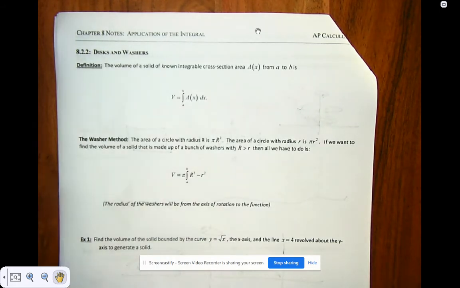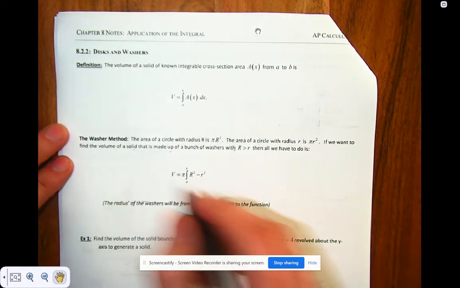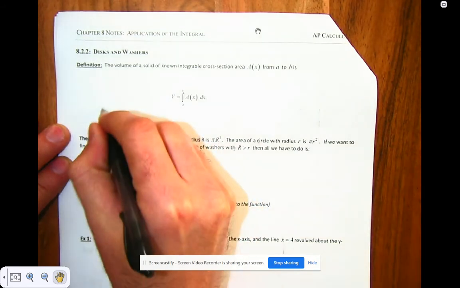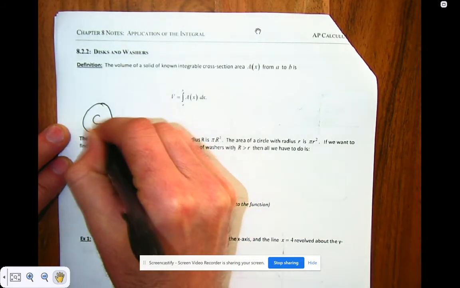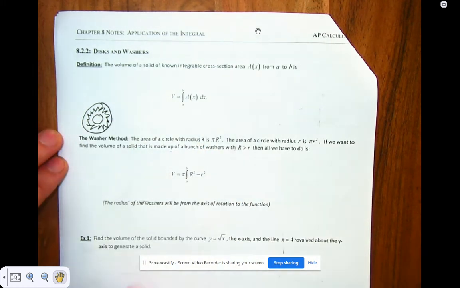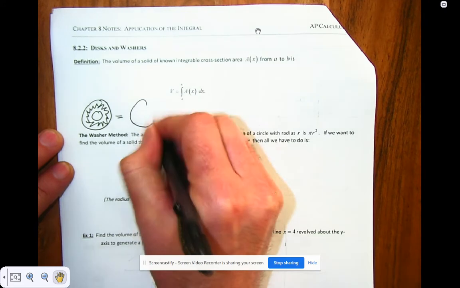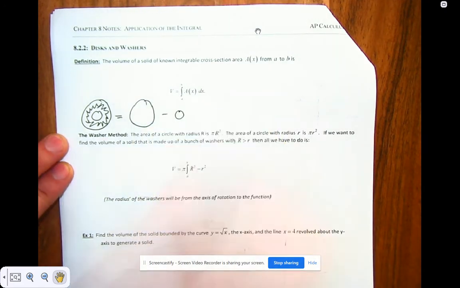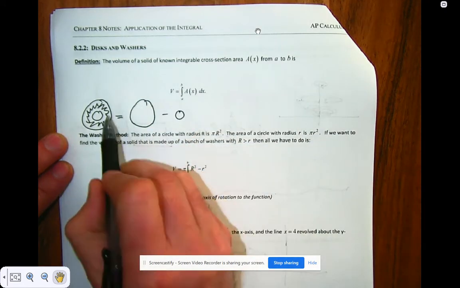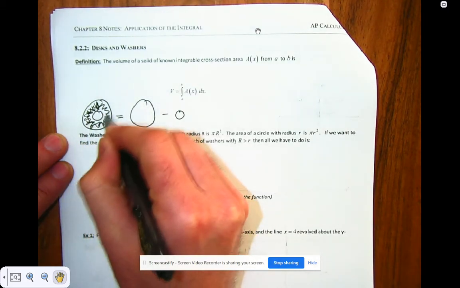Okay. All right. So yesterday we talked about discs. Now we're going to talk about a washer. So looking at a washer, let's draw a washer. Back in the day in geometry, if you wanted to find the area of that shaded region, you would take the area of the big circle minus the area of the little circle, and you would get the shaded part. So it's all of this part we're looking for.